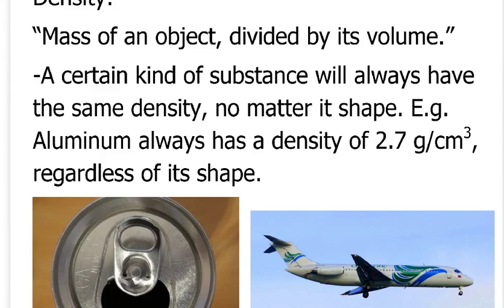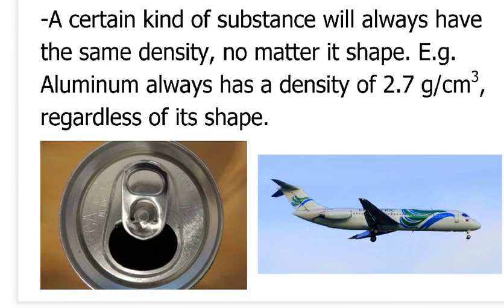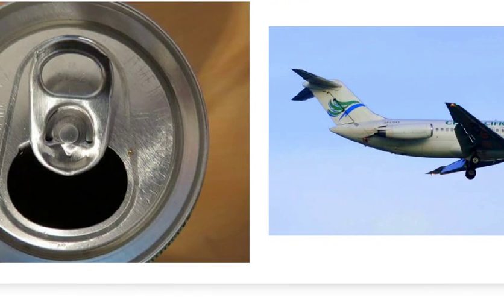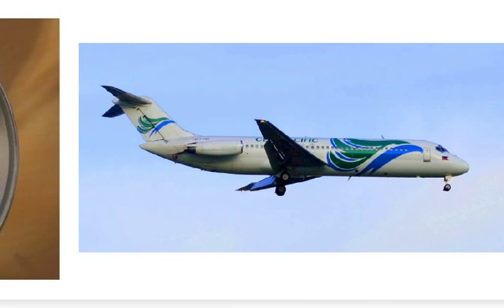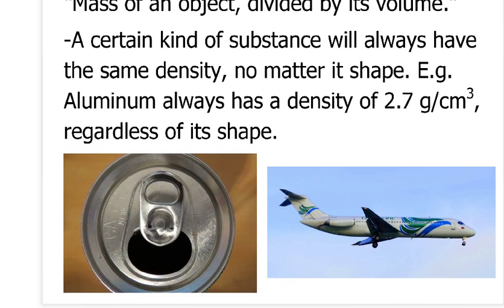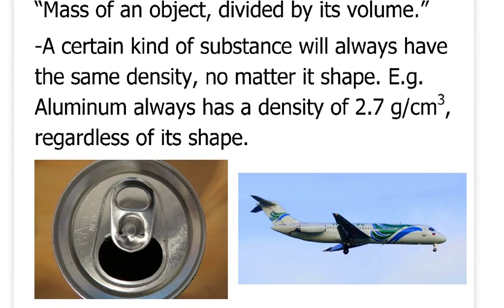Let's take an example. All right, aluminum. Here we have an aluminum can. Here we have an aluminum airplane. Airplanes are not all aluminum, but the main body of the airplane is generally made out of aluminum. No matter what kind of aluminum we have, no matter what shape it's taken or what it's being used for, aluminum all has this density right here, 2.7 grams per cubic centimeter.